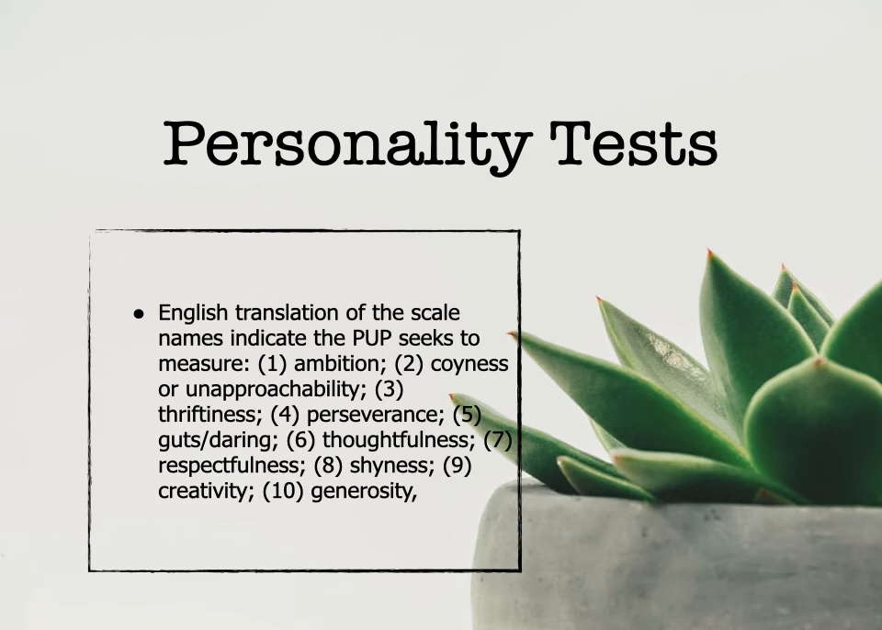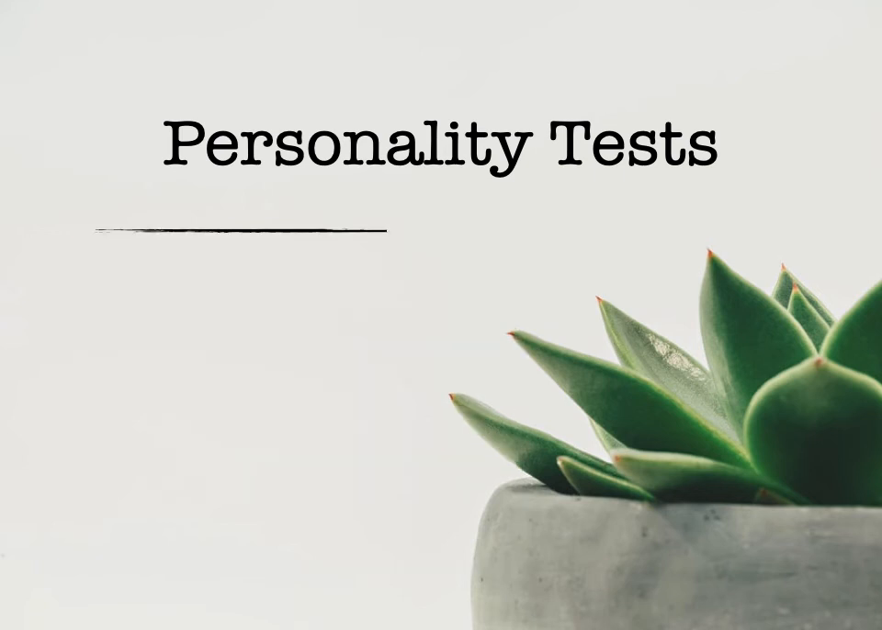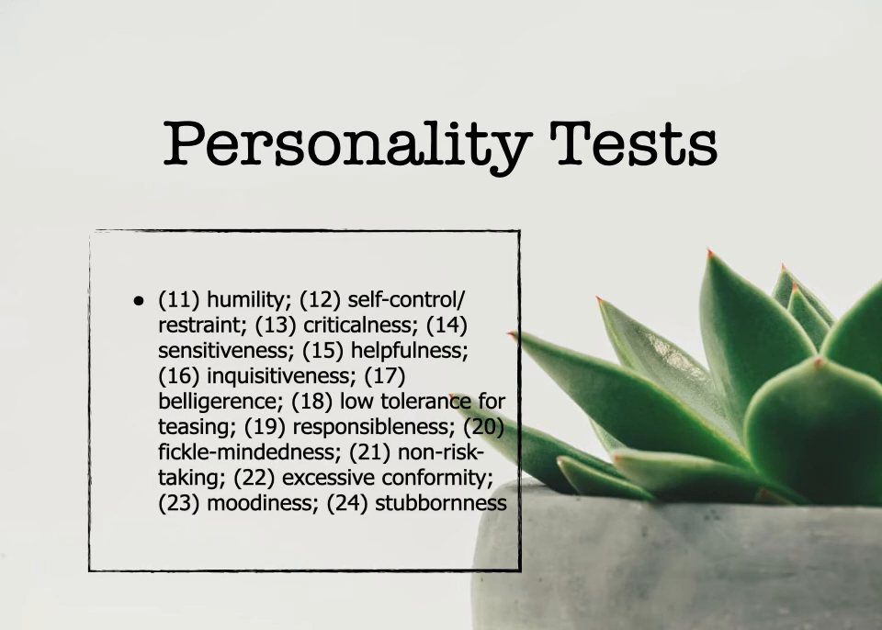respectfulness, shyness, creativity, generosity. You also have humility, self-control or restraint, criticalness, sensitiveness, helpfulness, inquisitiveness, belligerence, low tolerance for teasing, responsibleness, fickle mindedness, non risk taking, excessive conformity, moodiness, and stubbornness. So, again, these are the 24 personality scales measured by PUP.